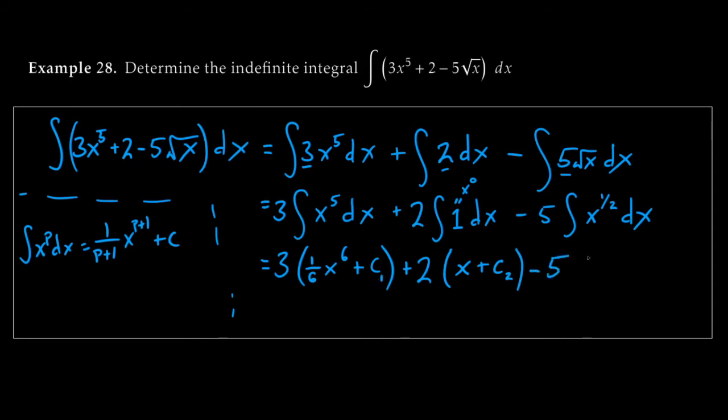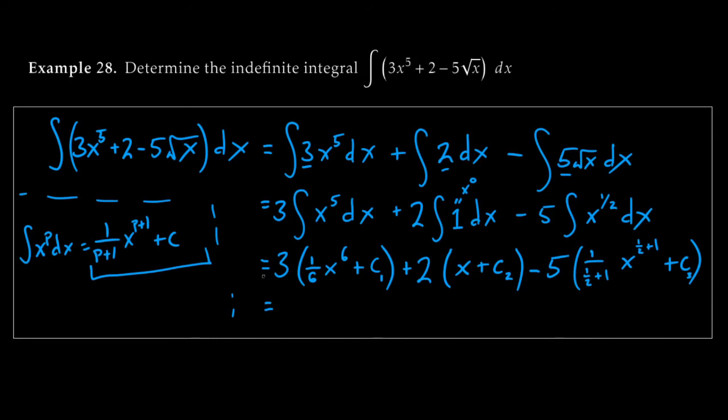Finally, the last one. And this one is maybe slightly trickier if you're not careful. So we'll get minus 5 times the indefinite integral of x to the 1/2 dx. I'm still just going to apply this power rule. So it's going to be 1 over 1/2 plus 1, x to the 1/2 plus 1, plus c. And this time I'll call that c3, just to distinguish it from the other c's we have flying around.